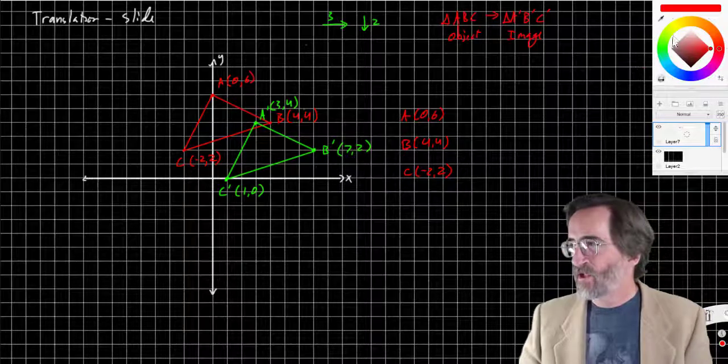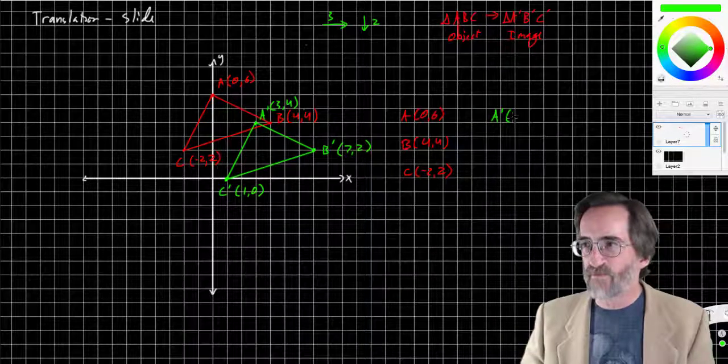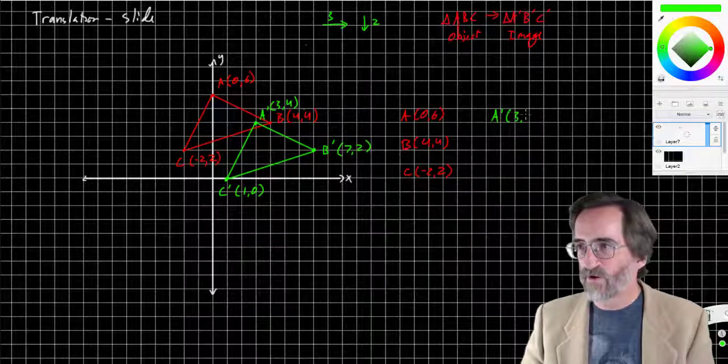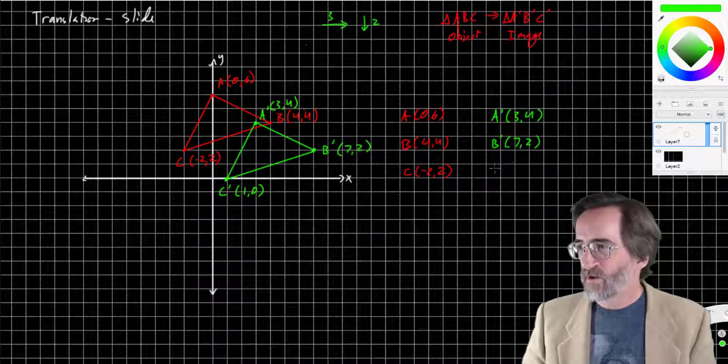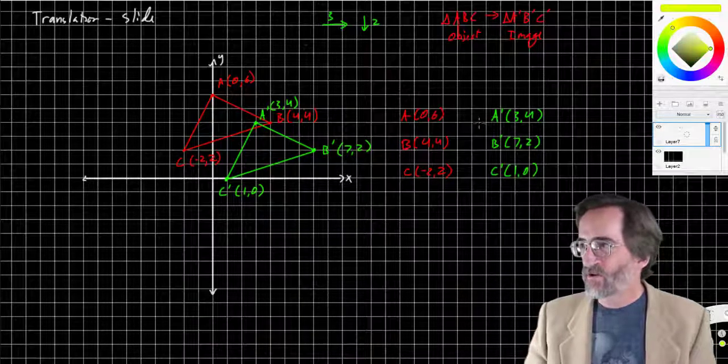Through transformation, A became A prime, (3, 4). B became B prime, (7, 2). C became C prime, (1, 0). And the question is, what happened? What happened to the numbers?